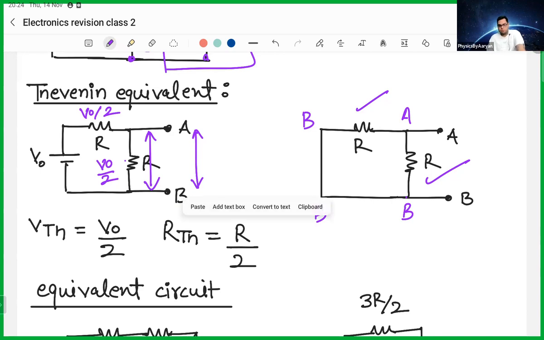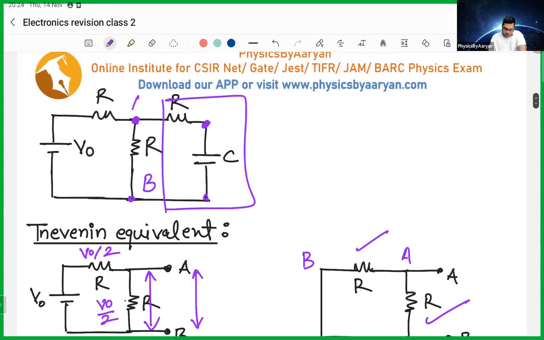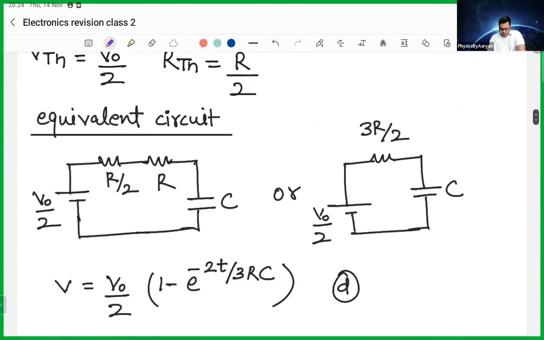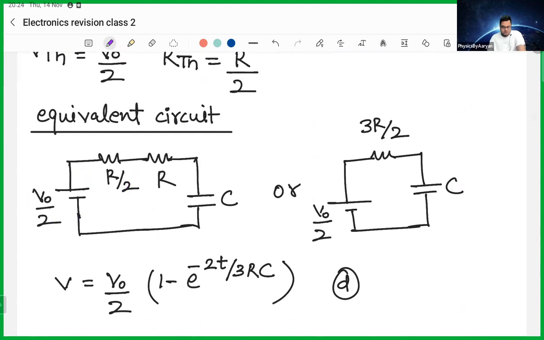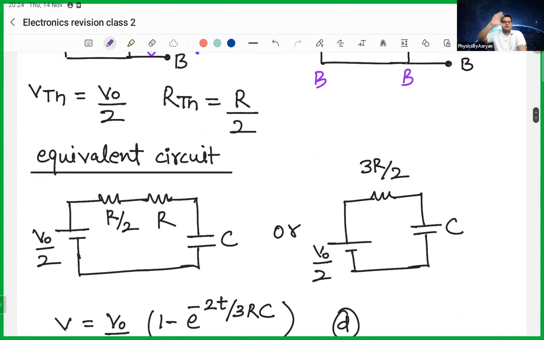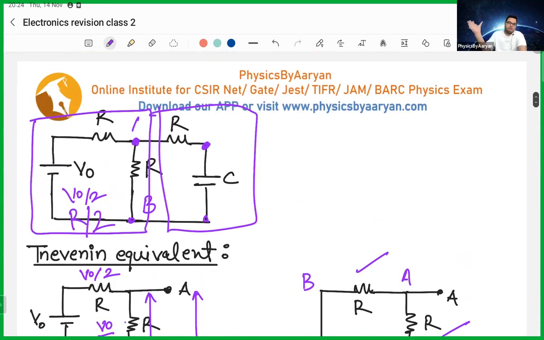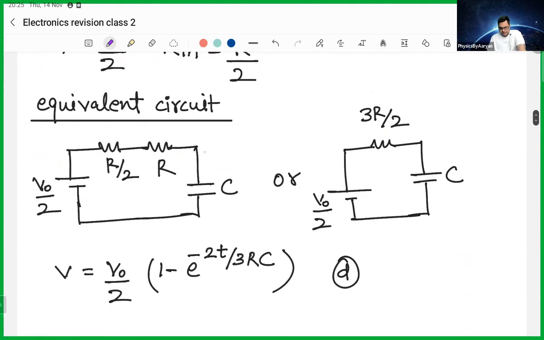My Thevenin voltage is V naught by 2. Now I understand how this part behaves. This left part has a voltage of V naught by 2 and a resistance of R by 2. That is why I have put a voltage V naught by 2 and a resistance R by 2. Then I bring my part back and connect it here. Then I realized I can make them in series. So R by 2 and R become 3R by 2. And this voltage is V naught by 2.